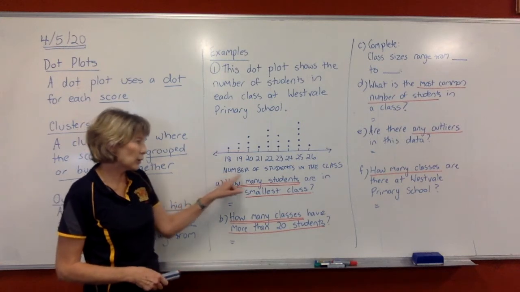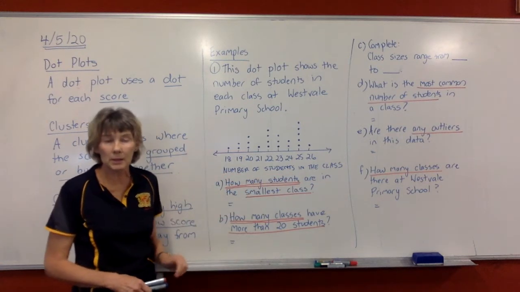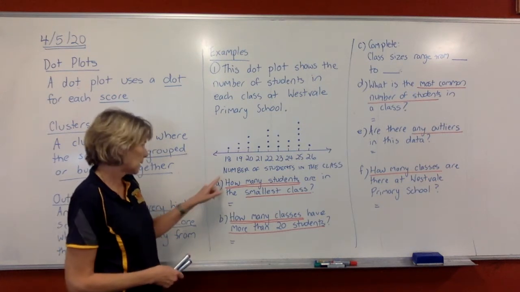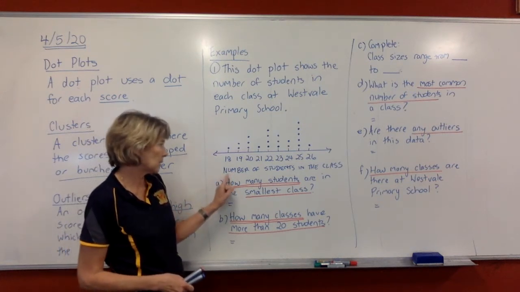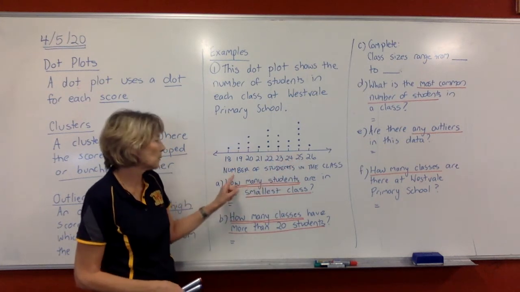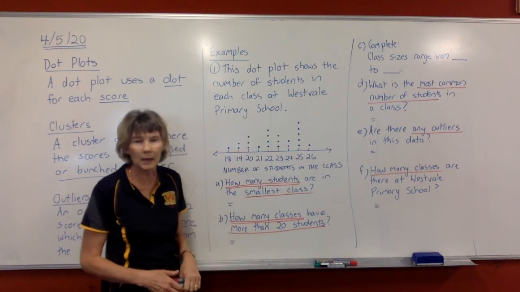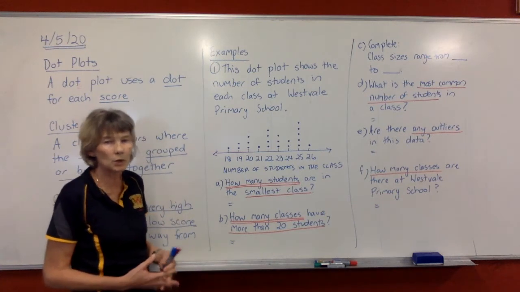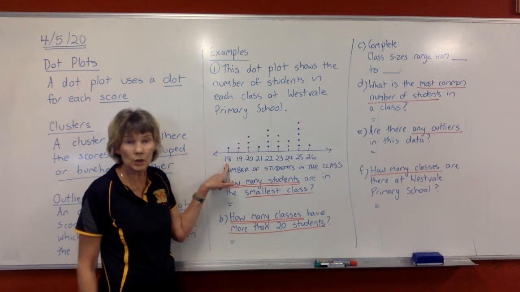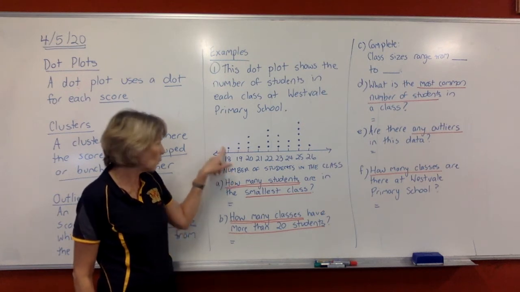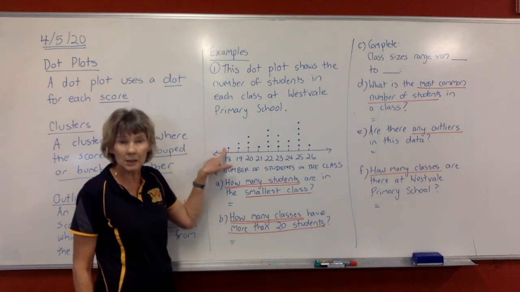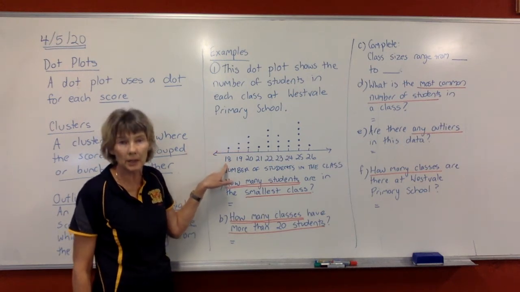So down here you've got to read what it says on the bottom axis so you can understand the graph before we try and do any questions that are on it. So down the bottom here it says that these numbers from 18 up to 26 represent the number of students in the class. So we need to try and understand what it's talking about first. So this tells you that we have 18 students in a class. We've got one dot there. That means that we've got one class that has 18 students in it.